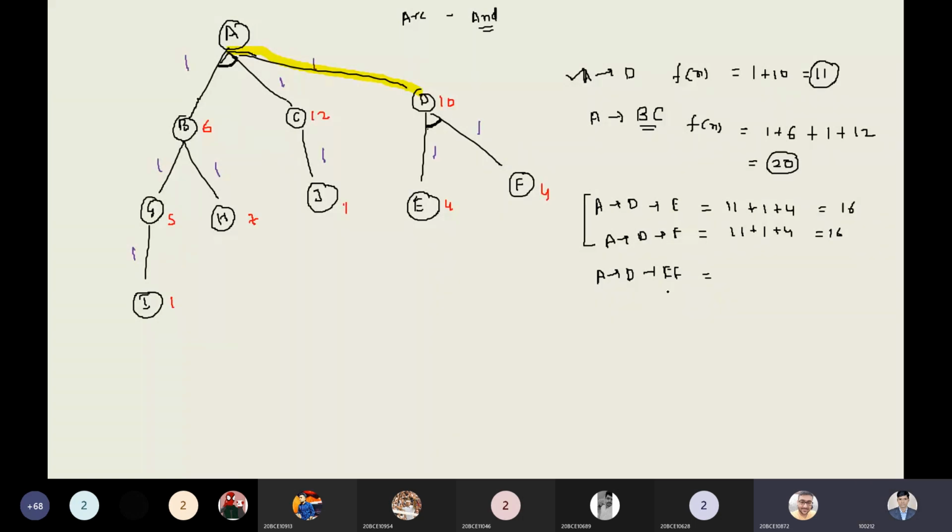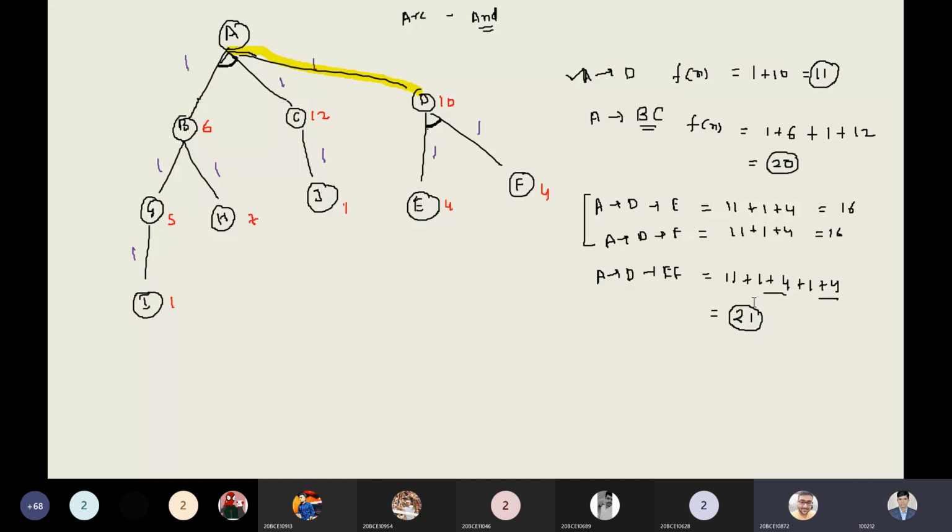11 plus 1 plus 1 plus 4 plus 1. Okay, so I can write it like this. So this would be your total: 21. Yeah, I'm getting 21. So my point is over here.